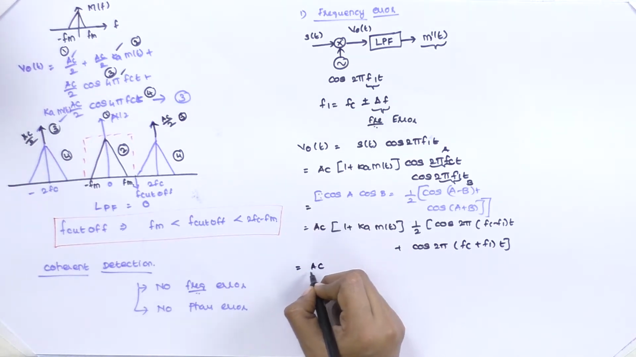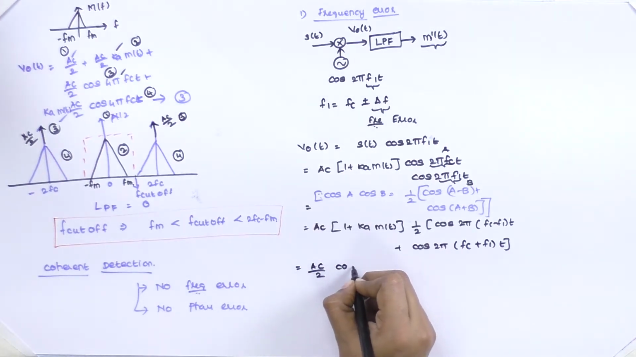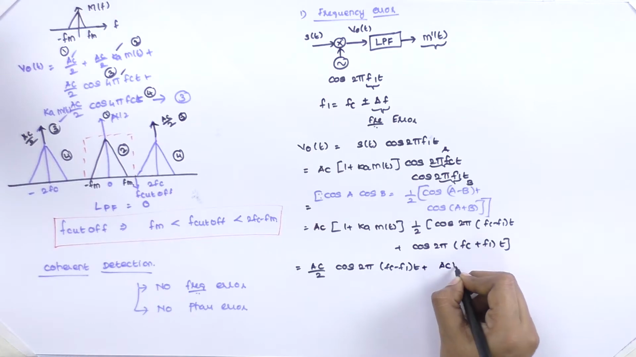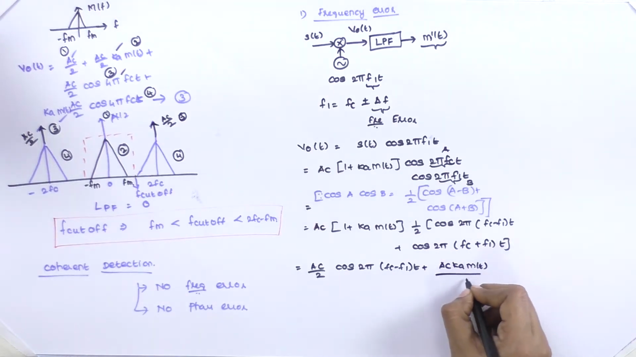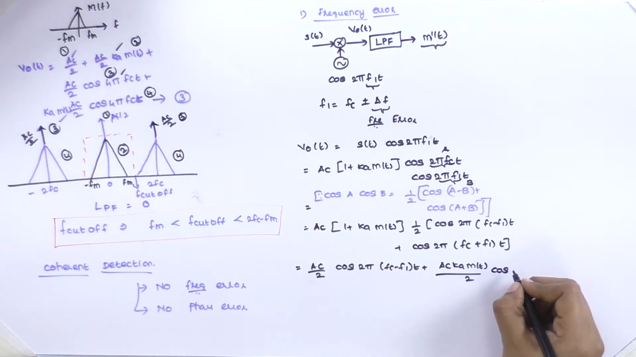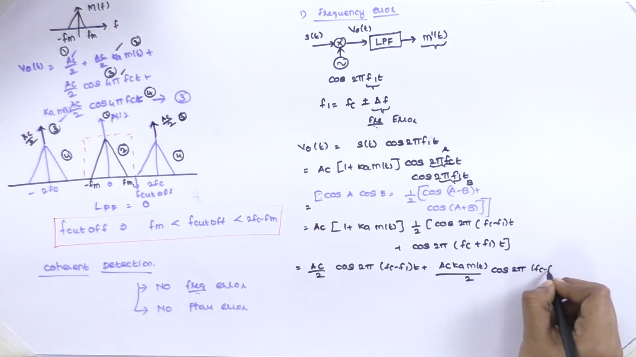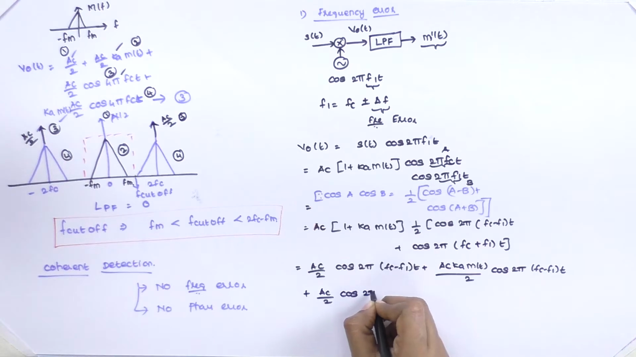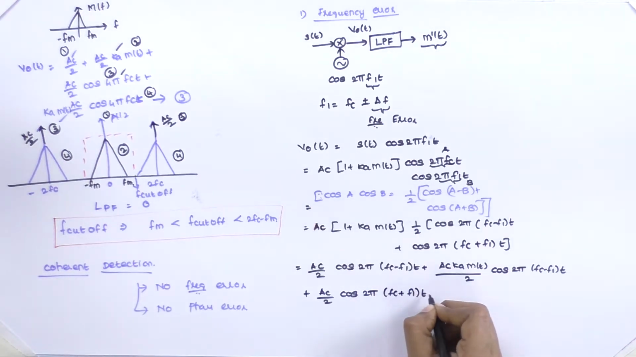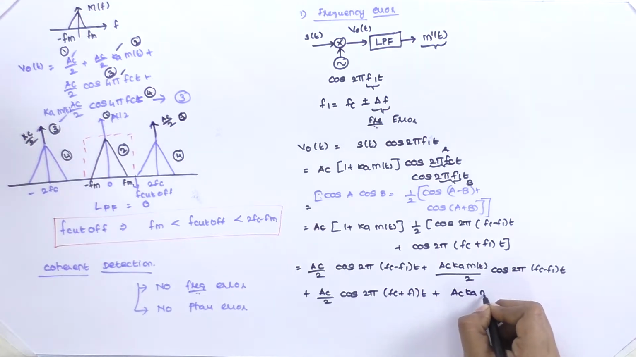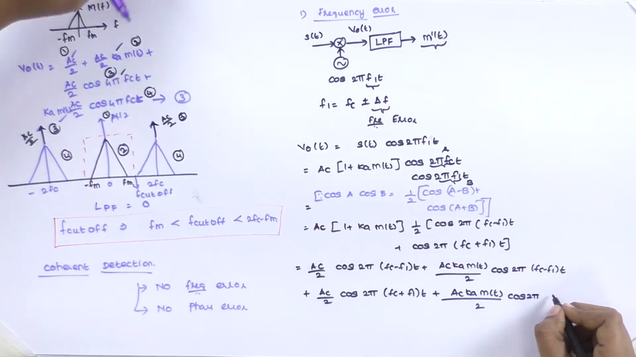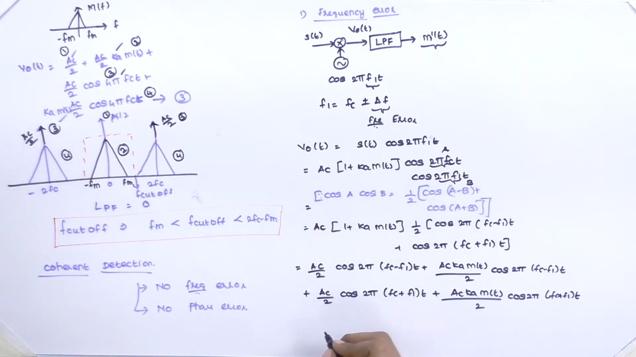Therefore, taking this term inside, we get AC by 2 cos of 2 pi fc minus f1 of t, plus AC Ka m of t divided by 2 cos of 2 pi fc minus f1 of t, plus AC by 2 cos 2 pi fc plus f1 of t, plus AC Ka m of t divided by 2 cos 2 pi fc plus f1 of t. This is our resultant V naught of t.